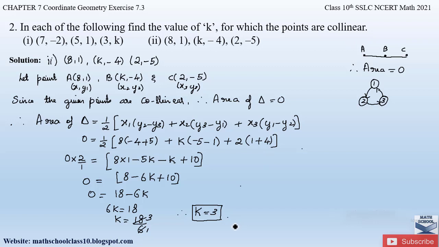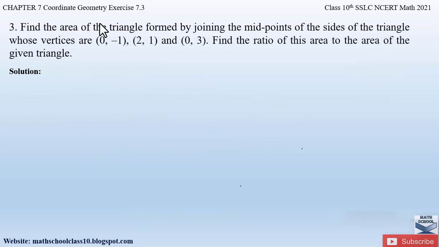So this is how we solve this question number 2. If you have any further doubts, you can comment me below in the comment section. In my next video, I'll be solving question number 3 from exercise 7.3 chapter 7 coordinate geometry.